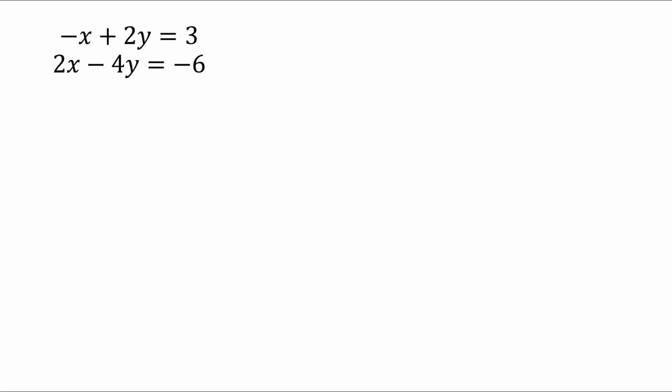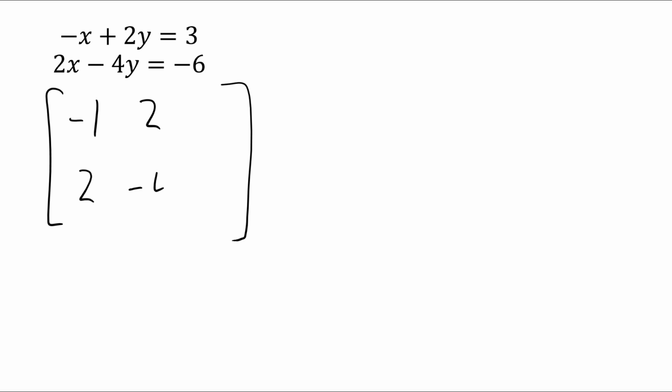So we're going to use the Gauss-Jordan process again. We're going to use our calculator to do the Gauss-Jordan process for us. So we just want to put this into a matrix. Again, we're just looking for the coefficients. So the coefficients of the x's are negative 1 and 2. Coefficients of the y's are 2 and negative 4. We'll draw our vertical line, and then the constants are 3 and negative 6. So we've got the matrix negative 1, 2, 3, 2, negative 4, negative 6.